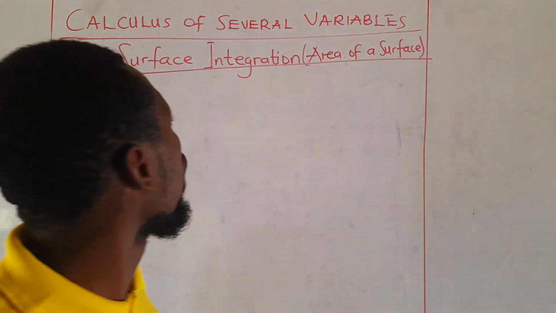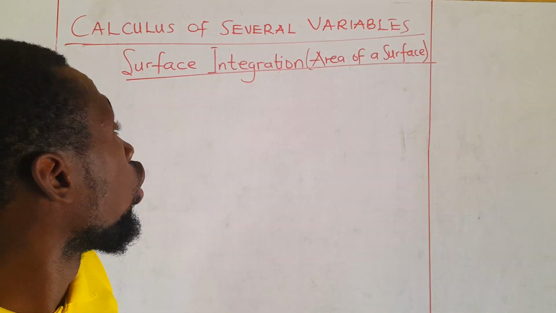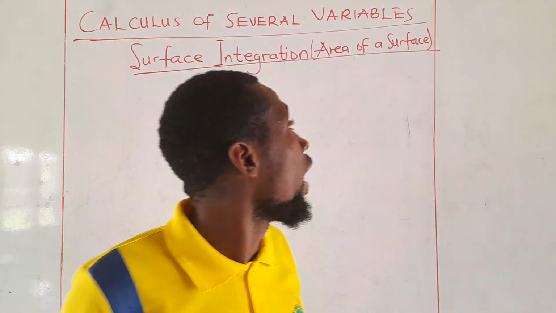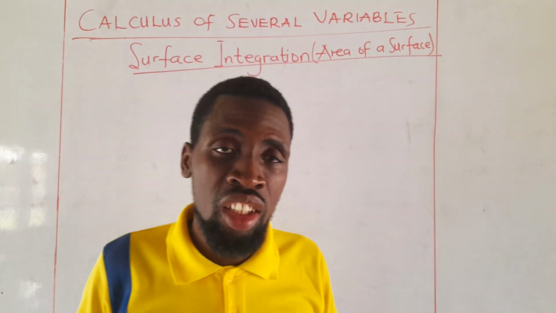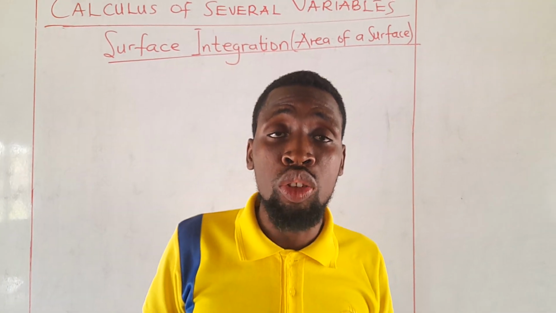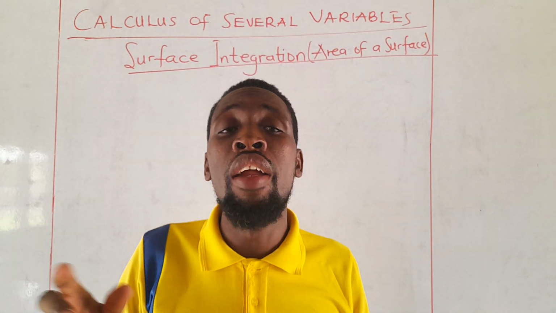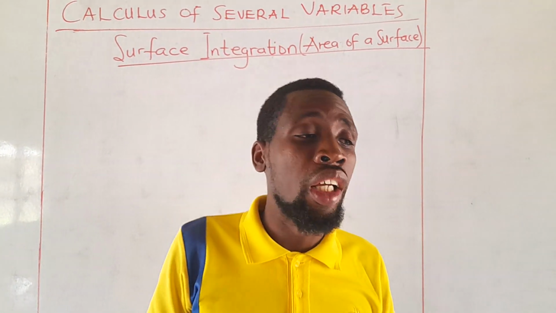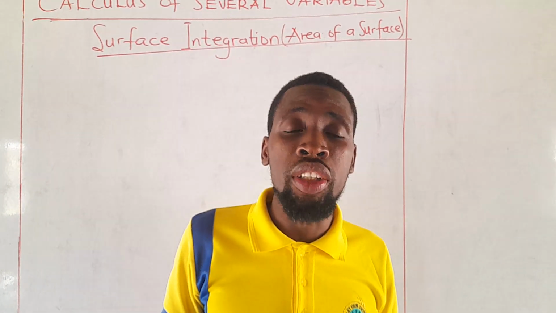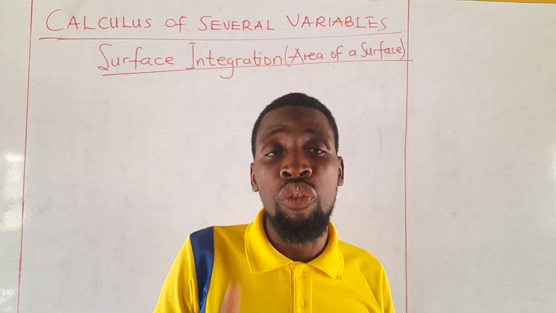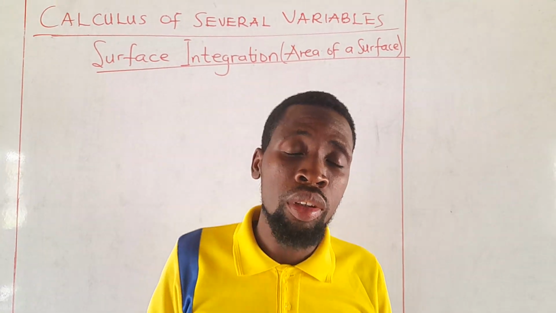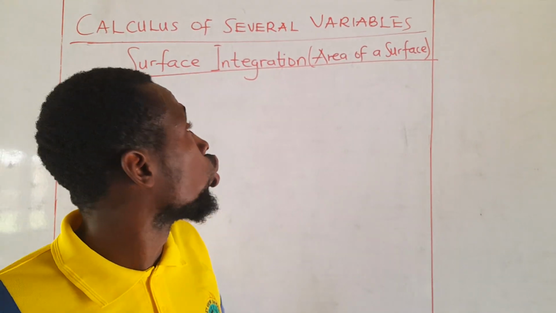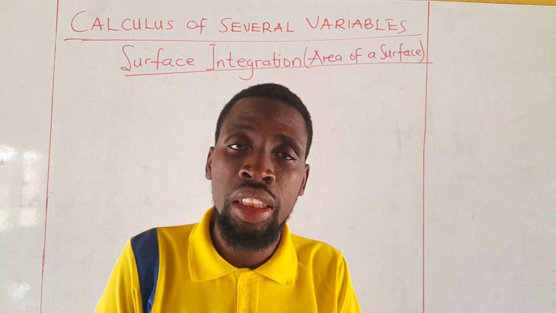Today our discussion on calculus of several variables will be on surface integration, which people also call area of a surface. You remember, we learned how to find the area of a curve. When we are asked to find the area of a curve at a point, at 2 points actually, we find the integral of the point at that. So today, before the video ends, I will introduce you to what a surface integration is.